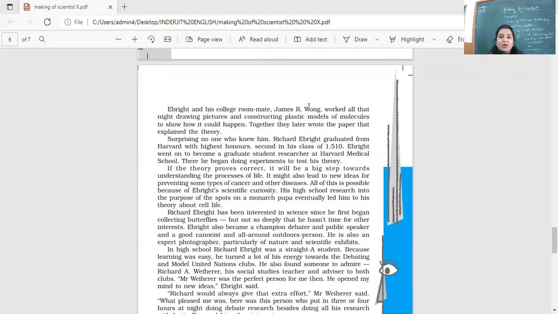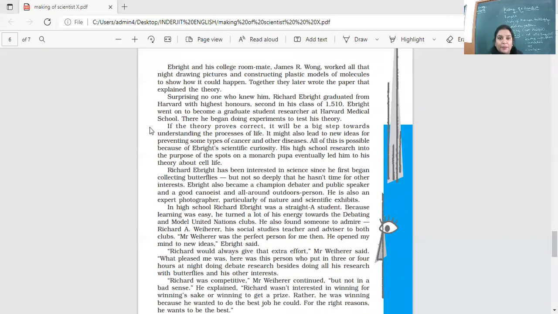So, Ebright and his college roommate, James R. Wong, worked all that night drawing pictures and constructing plastic models of molecules to show how it could happen. Together, they later wrote the paper that explained the theory. Now, the cell life, how it works, how the DNA controls everything. DNA is the mastermind. It controls everything. It controls heredity also. It also controls what the cell is going to do in the body, what kind of cell it is going to be. So see how important. It is such an important discovery.